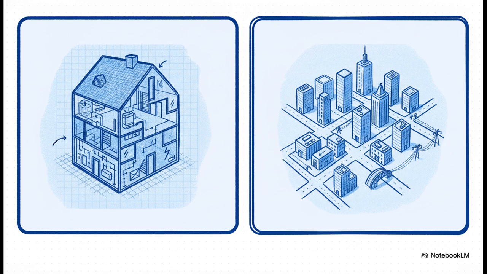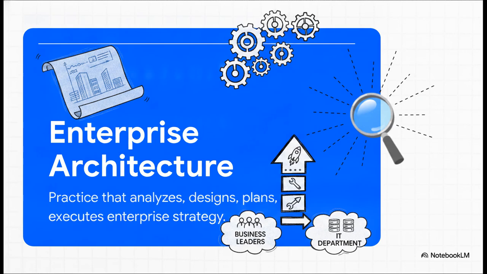So, formally defined, enterprise architecture, or EA, is a comprehensive practice. It analyzes, designs, plans, and implements the successful execution of enterprise strategy. And really, the absolute key phrase there is execution of enterprise strategy. EA is the holistic master blueprint bridging the gap between what the business leaders dream up and how the IT department is actually going to build and implement it.